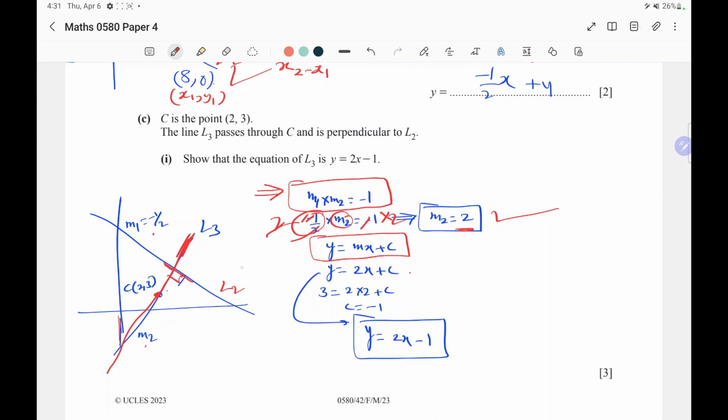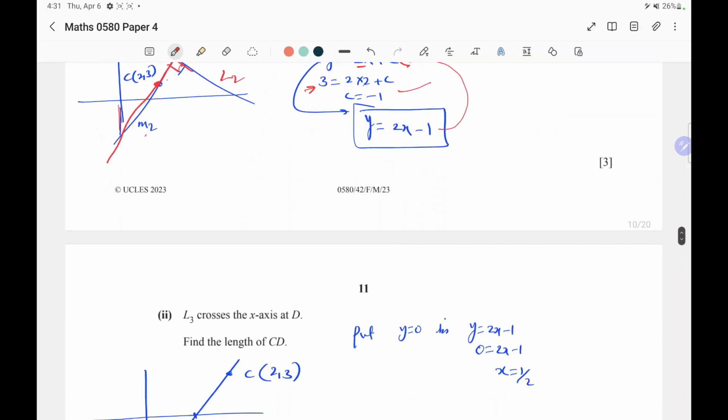But we can get that, because our L3 is passing through the point (2, 3). So put x as 2 and y as 3 over here. y is 3 and 2 times x is 2 times 2, so 3 minus 4, that's minus 1. So c is minus 1. Just put c as minus 1 over here. So y equals 2x minus 1. See, we proved it.